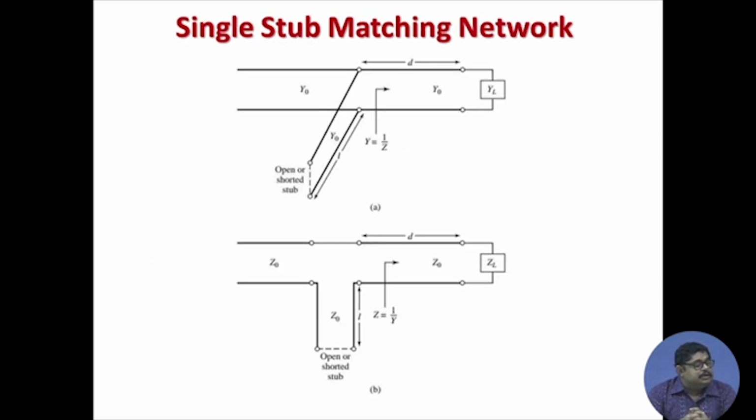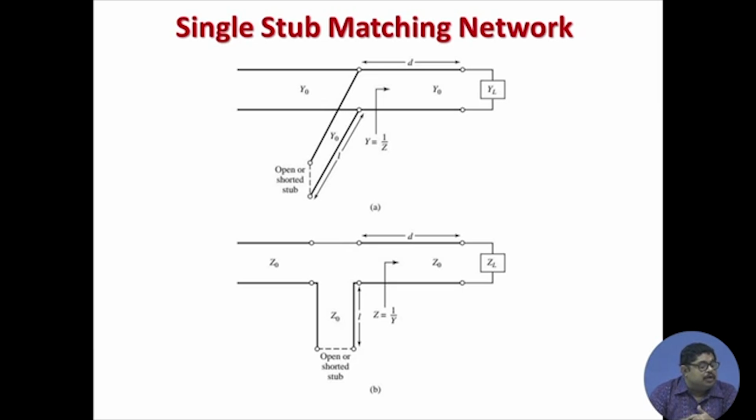Now, this is the single stub matching network. You can see that in single stub matching, you have the load, then you have a transmission line portion of length d, and after that d you can have either a shunt or a series stub. That stub may be open or short, and the stub length is L, and so if you consider that you have a transmission line.